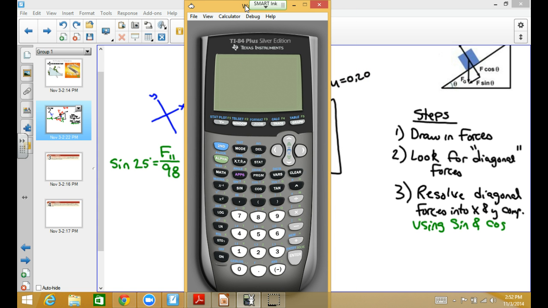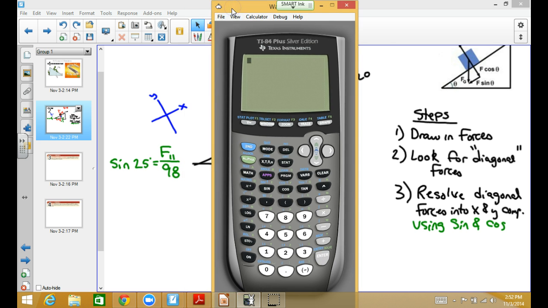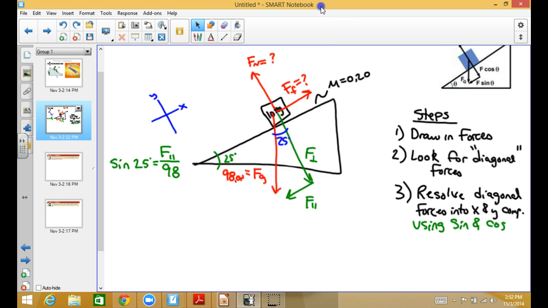Oh, it is in radians. I got to make sure that it's in degrees. So make sure it's in degrees. Quit. And then I'm going to take 98 times the sine of 25. So 98 sine 25, and it comes out to 41.4. So this is 41.4.